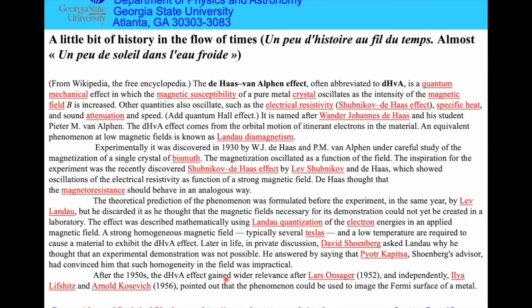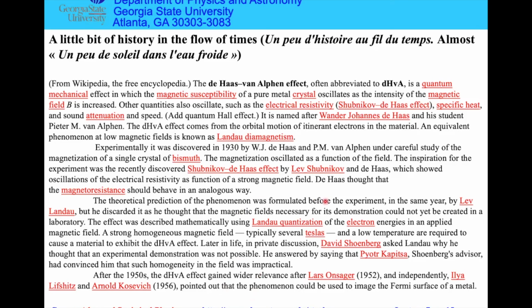This effect got wider relevance after two famous scientists, Lars Onsager and Ilya Lifshitz, in collaboration with Anna Kasevich, pointed out that this phenomenon can be used to image the Fermi surface of a metal. And everything we knew about Fermi surfaces until relatively recently, about 20 years ago, when electron spectroscopy became the leading way to study Fermi surfaces, was obtained from these oscillations.